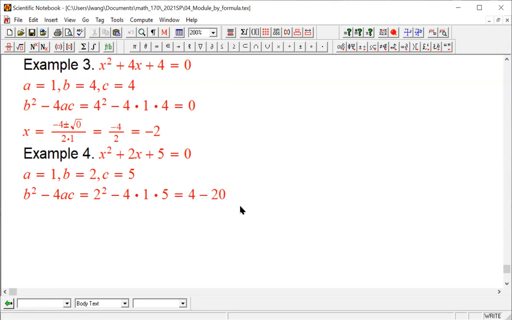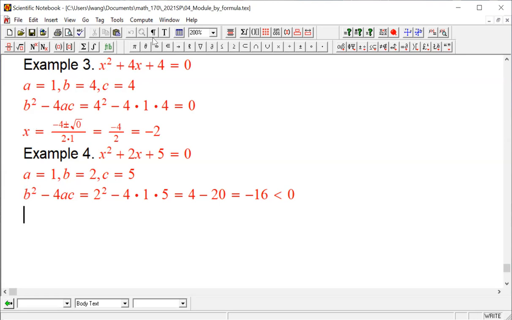This is obviously going to be a negative number. Here we have negative 16. It's a negative number. Right? Let's check the answer. b squared minus 4ac, we have negative 16. So what will be the solution?